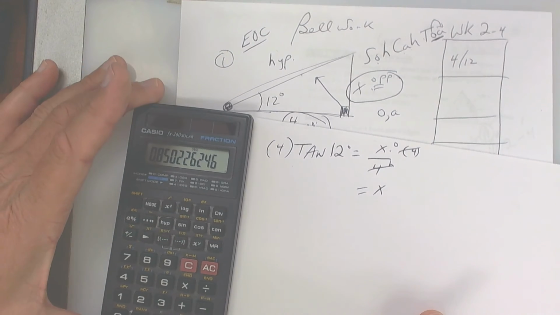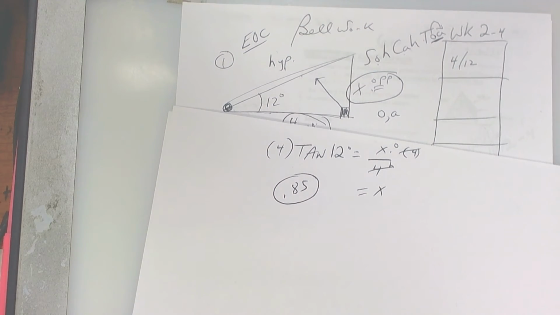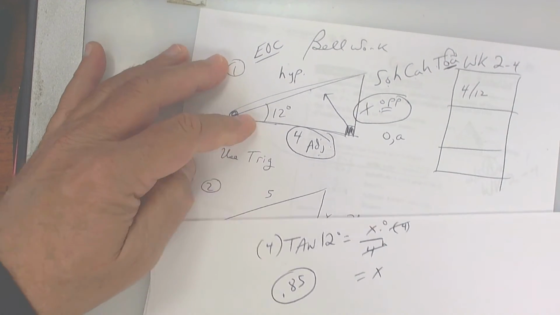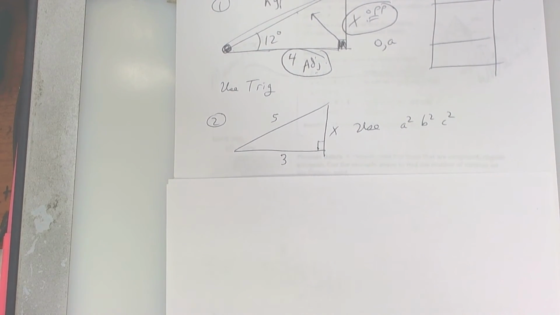And I want you to check your answers. So this is 0.85. I think I put the answers next to the problems on today's work. All right, also, this one is a review, and this is an EOC question.